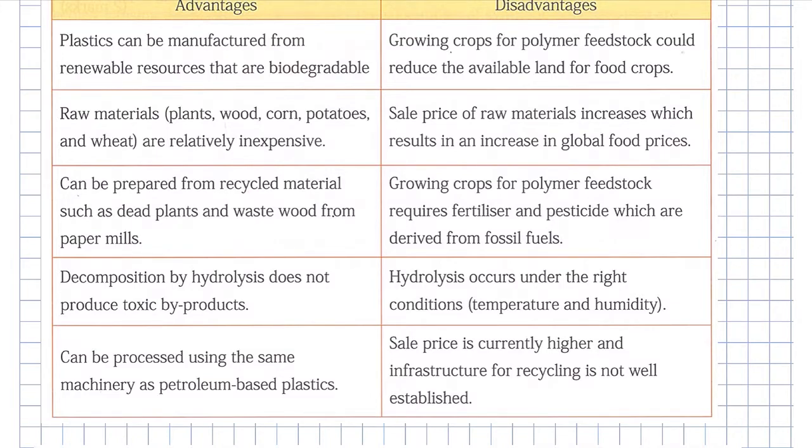The disadvantages is if we start using our crops for growing feedstock for polymers, then that's less food that's available. It could change the price of those raw materials. Suddenly the food prices will go up. Okay. We have the problems with, if we're growing more crops, we're using more fertilizers, pesticides, and most of them come from fossil fuels. So potentially that's a problem that we would have to overcome anyway.